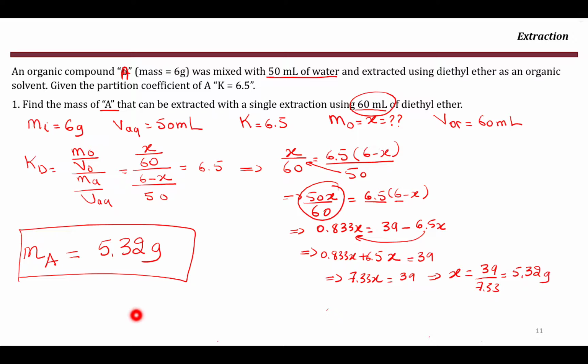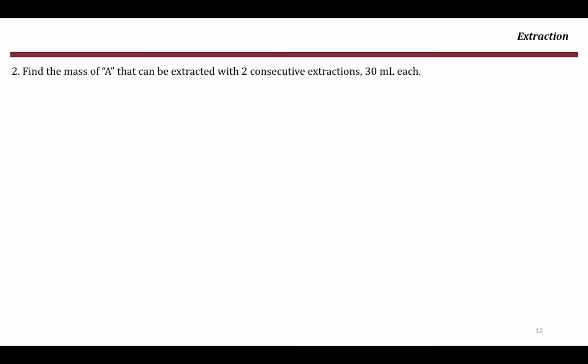What we are going to do is compare this number with the same process, but now instead of doing a single extraction, we will do 2 extractions using 30 milliliters. So at the end, the volume of organic layer which is used is the same. It's 60 milliliters, but we are going to use it over two extractions instead of 1. So we will prove by calculation, and this is going to be in the next video, that using 2 times 30 milliliters is better than using a single extraction using 60 milliliters.